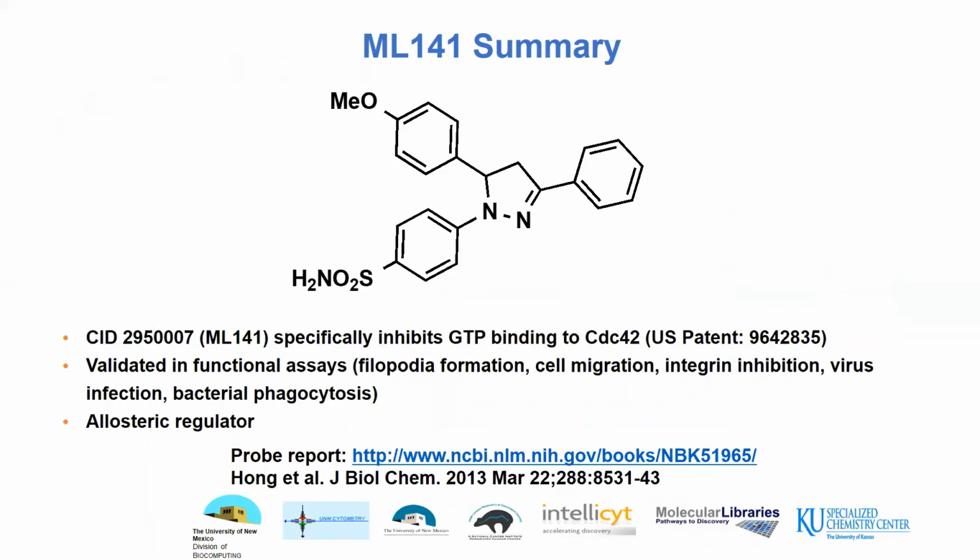CDC42 may have therapeutic potential in host-directed pathogen activities, which include bacterial uptake. Others have suggested viral processing as a potential target, as well as a variety of physiological implications, which can be found by searching for CDC42 and ML141 on PubMed.